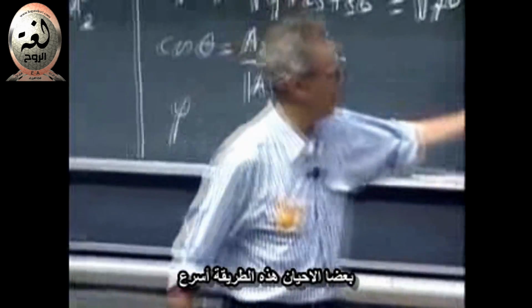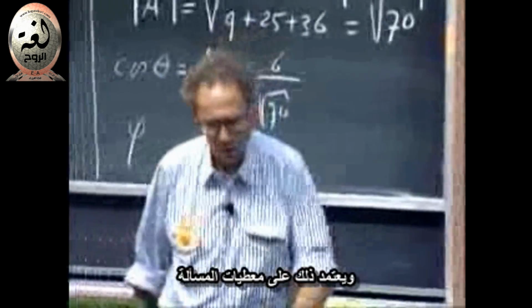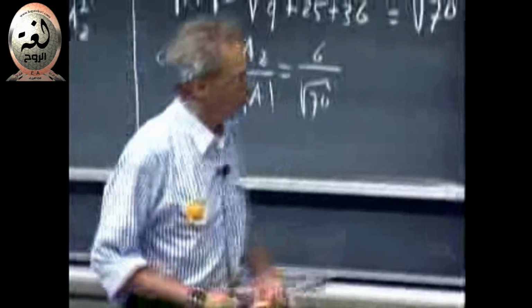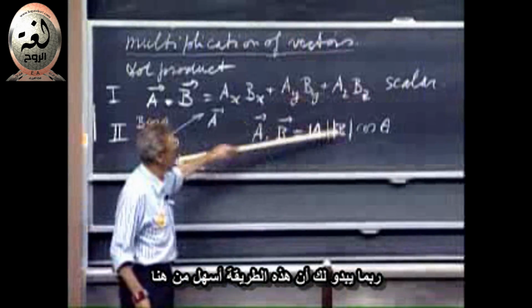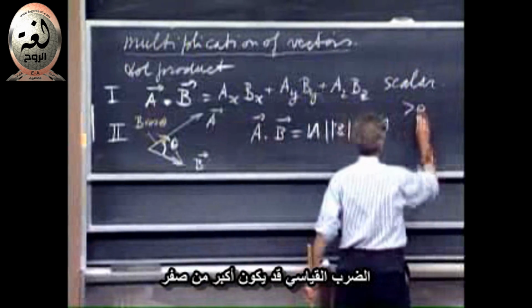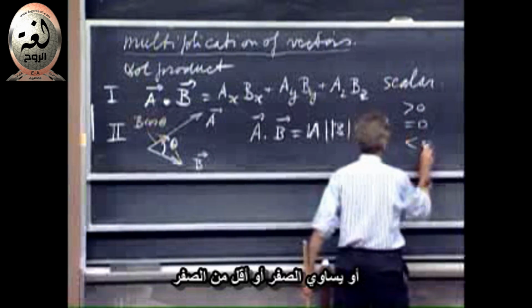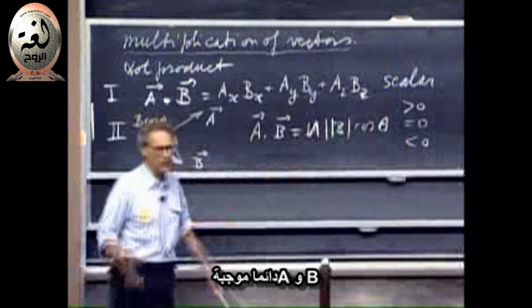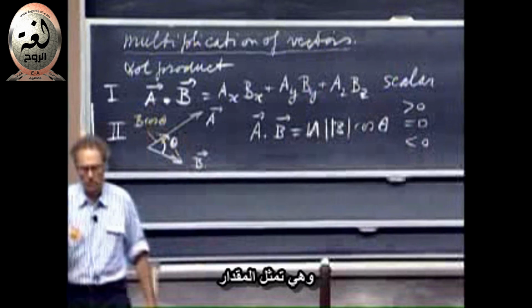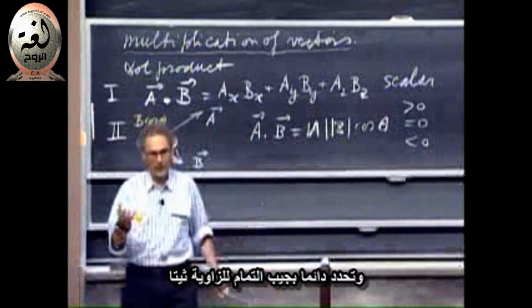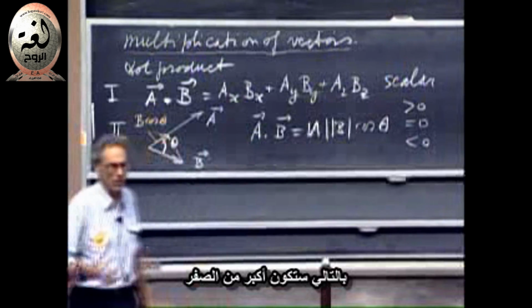Sometimes this is faster, depending upon how the problem is presented to you. Sometimes the other is faster. You can immediately see by looking at this, it's easier to see than looking here, that the dot product can be larger than 0, it can be equal to 0, and it can be smaller than 0. A and B are, by definition, always positive. They are the magnitude. But so it's determined by the cosine of theta. If the cosine of theta is larger than 0, well, then it's larger than 0.